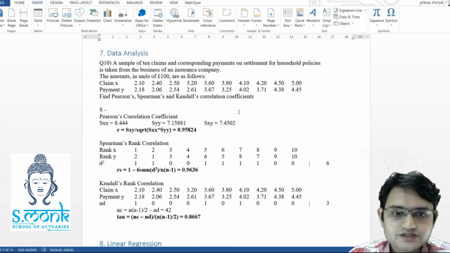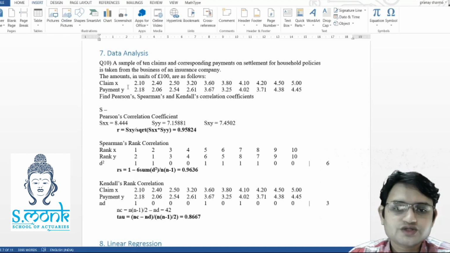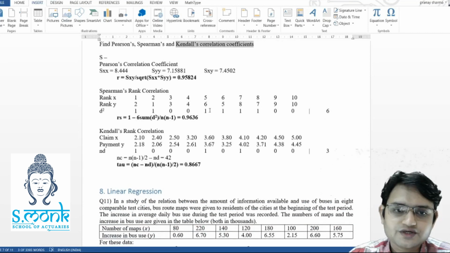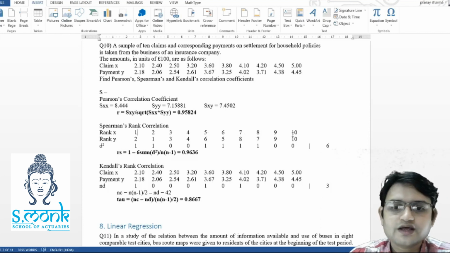In data analysis, we'll have literally 3 questions: find Pearson's, Spearman's or Kendall's correlation coefficient. For Pearson's, calculate these values and you can write your R value. For Spearman's, you will have to write the ranks.